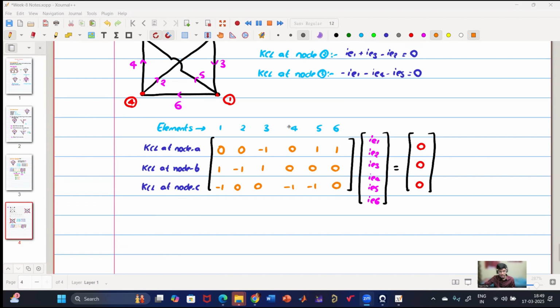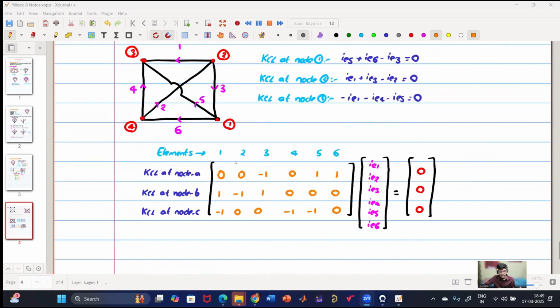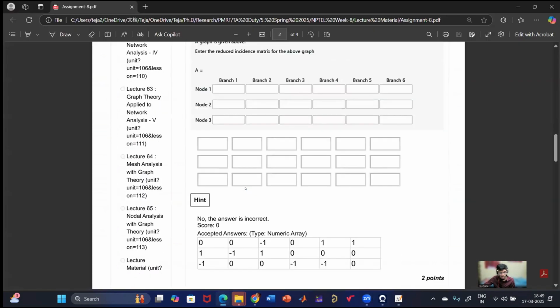Yes, sir. So like if you see, this is just the problem. They have given one thing and they're asking whether you are getting the answer or not. Now we have to go and check whether we are getting the same answer or not.